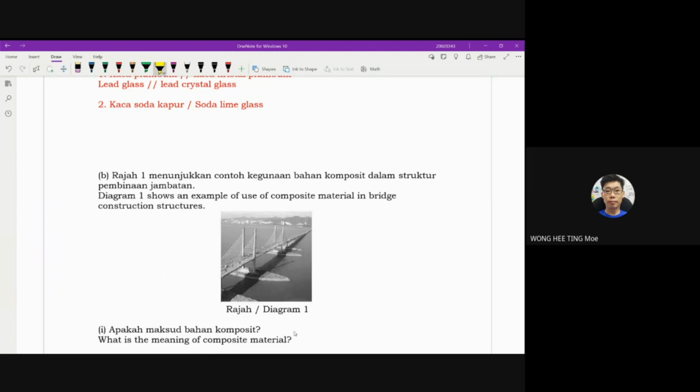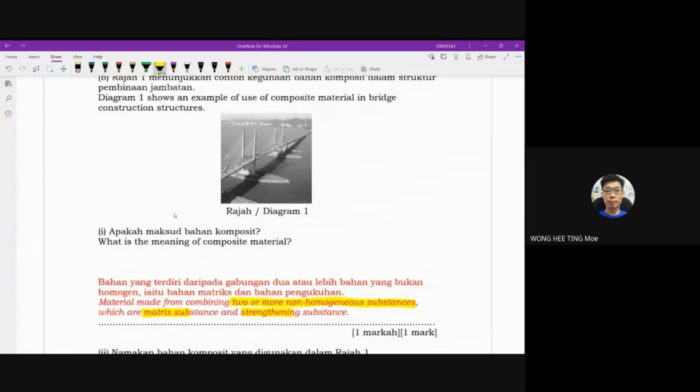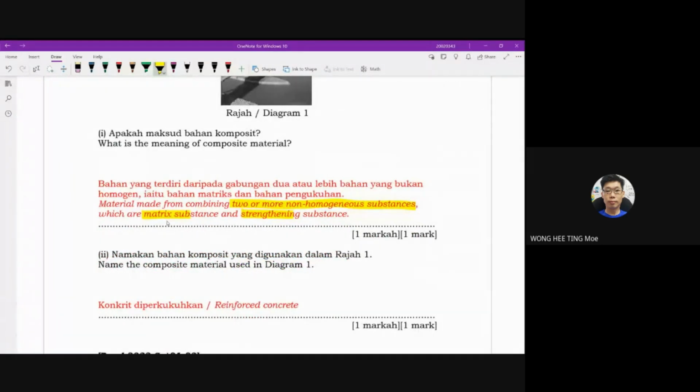So what is the meaning of composite material? This one is a definition. The material made from combining 2 or more non-homogeneous substances, which are matrix substance and strengthening substance. This one we cannot simplify, so you have to mention all these things. Name the composite material used in the diagram. It's concrete, right? For high-rise buildings and bridge construction structures. So it's reinforced concrete.